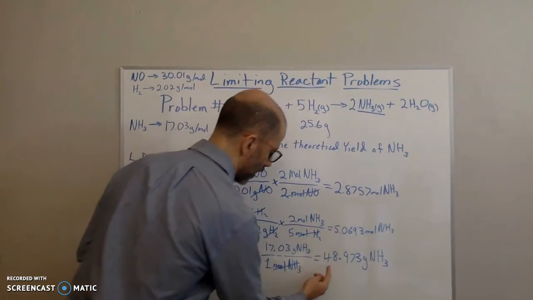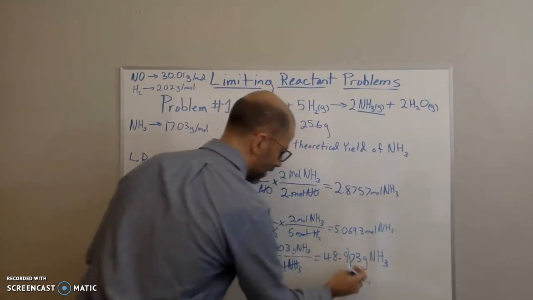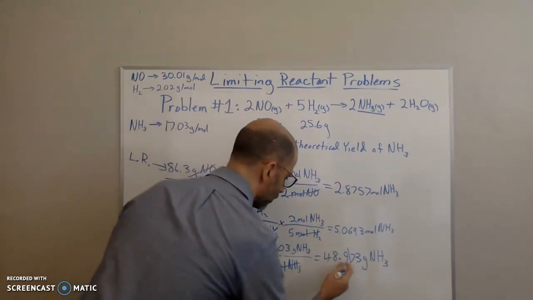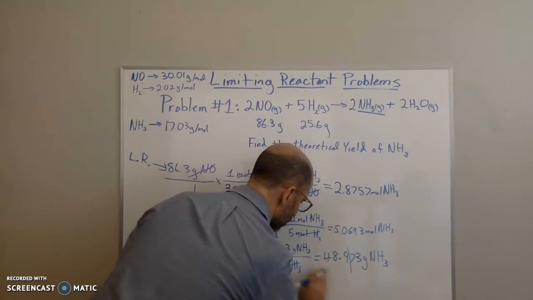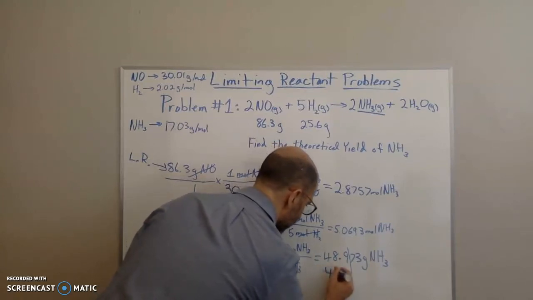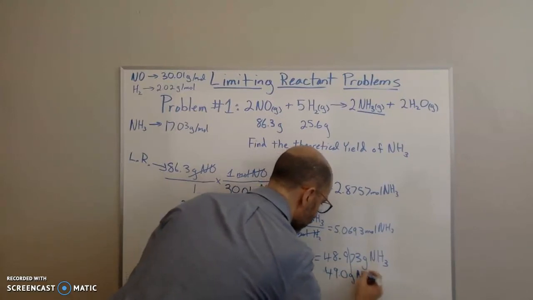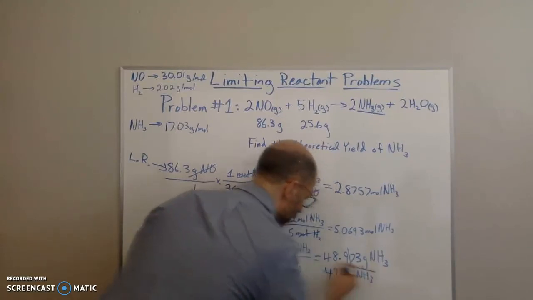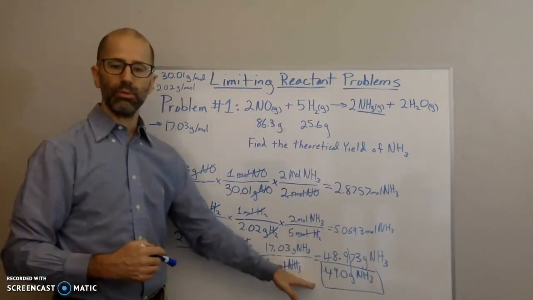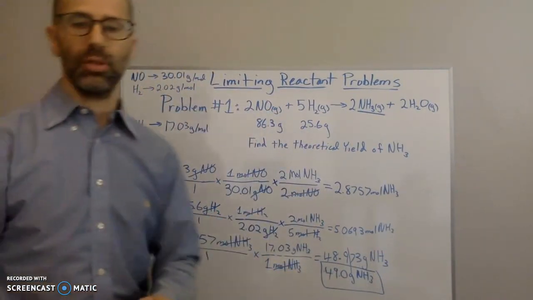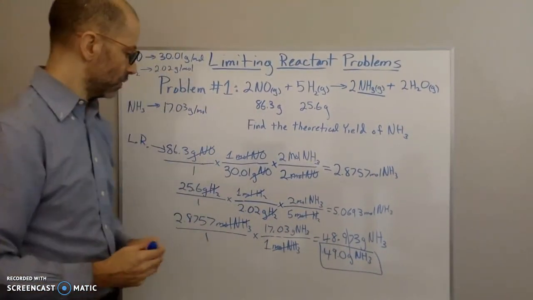So I have to count 1, 2, 3. It's going to be cut off after the 9. I have a 7, so the 9 is going to be raised to 10. So that means this is going to be 49.0 grams of NH3. So that is going to be my theoretical yield that I would report.